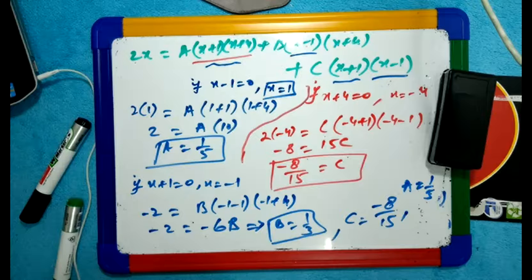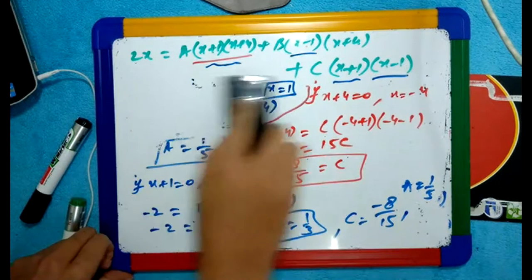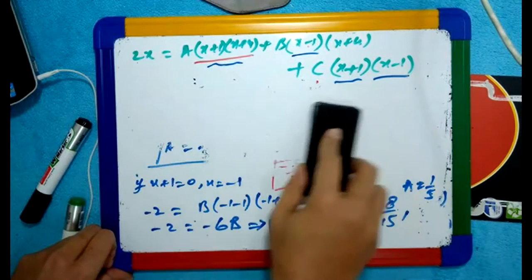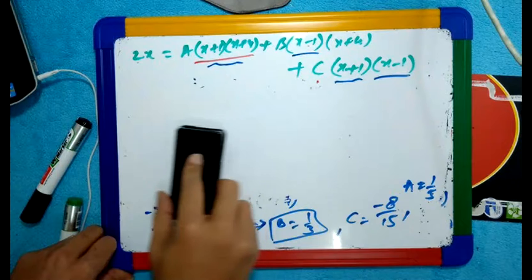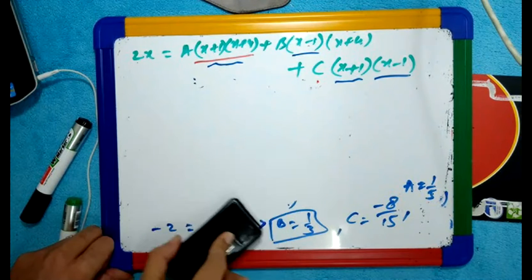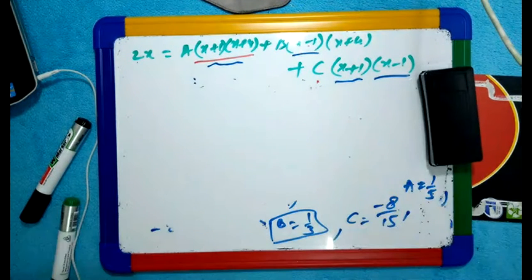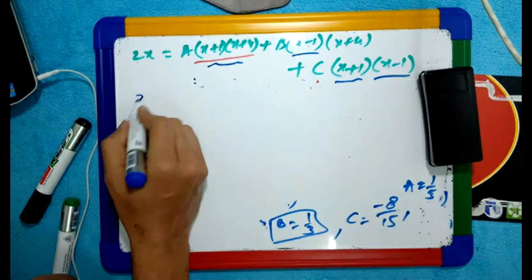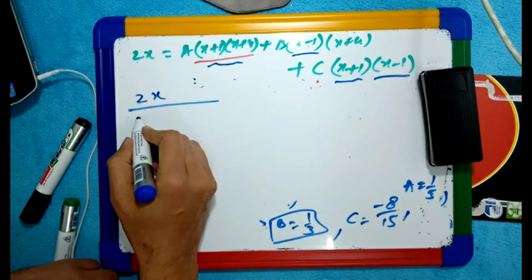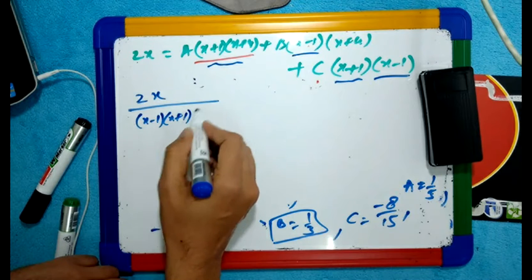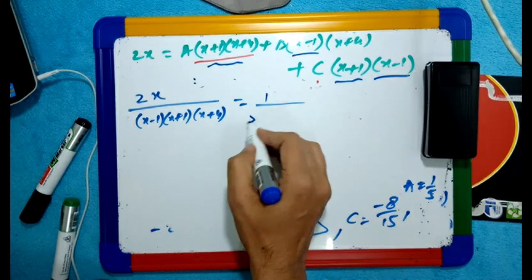Now I will just remove all this and plug it into the original one. Let me write down the original. I remember that my question was 2 over x minus 1, x plus 1, and x plus 4. This was my question, right? So a means 1 over 5 times, in the a.